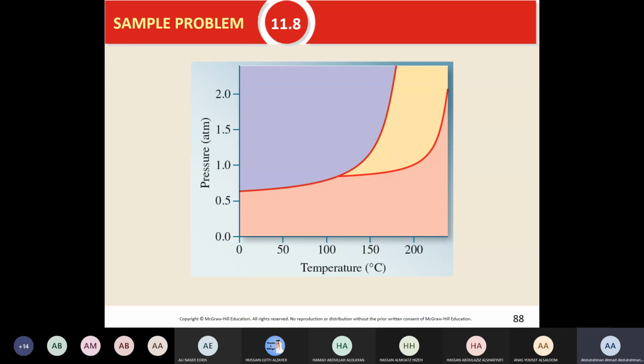Let's solve this question very quickly. What should I write in the blue? Solid. What should I write in yellow? Liquid. Orange, gas. What's this point? Triple point. What's this point? Critical point. How can I find the critical temperature? Under it, on the x-axis. This is TC. What is PC? On the y-axis.